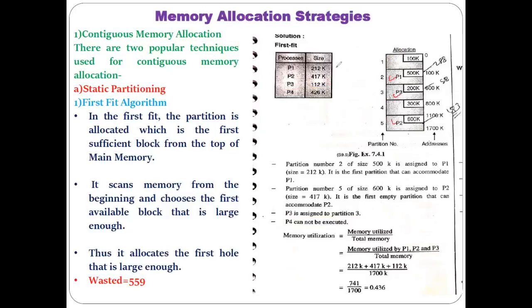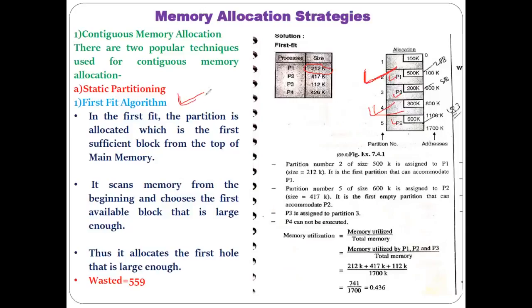Understood? Now you might get the question: P1 size is 212K, so why have we not allocated partition number 4 to the 212K? But that is not possible according to first fit. What is first fit saying? Allocate the partition which is the first and which is large enough. So partition 2 comes before partition 4. That is the reason it is the first partition which is large enough to hold the process.